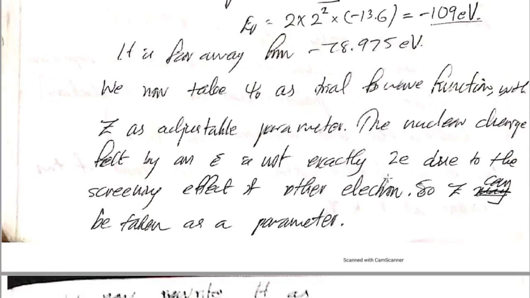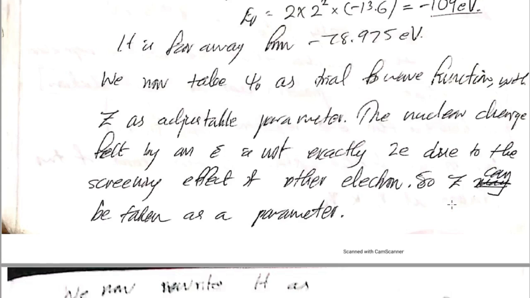The logic is, we can see that the electrons are interacting with the nucleus. The nucleus has a charge 2e. But due to the screening effect of the other electron, if we consider one electron, the second electron partly screens the first electron from the nucleus, which is called a screening effect. So the effective nuclear charge felt by one electron will not be equal to 2e. Instead, we take it as Ze, where Z is a parameter, it may not be equal to 2.